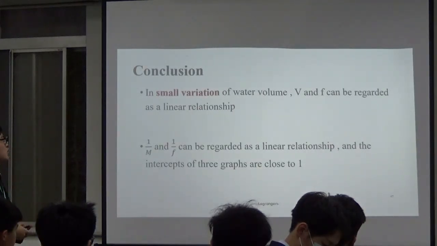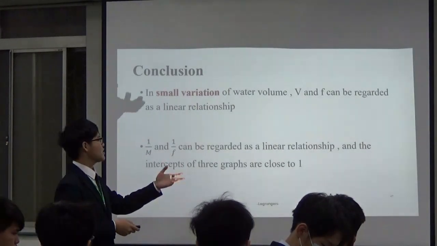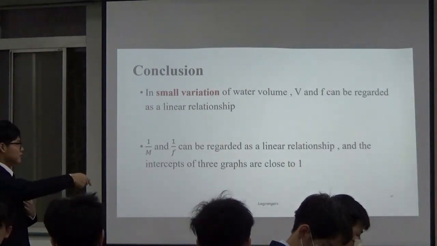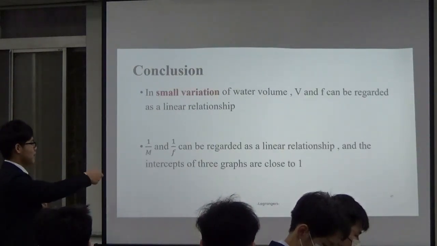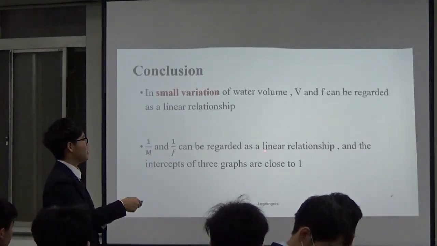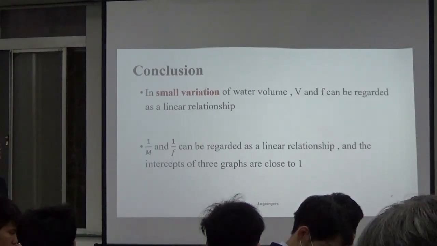So, in conclusion, for a small variation of water volume, the volume of water and the focal distance can be regarded as a linear relationship. And the magnification rate M divided by 1, and the focal distance divided by 1, can also be regarded as a linear relationship, and the intercept of 3 grams is close to 1.